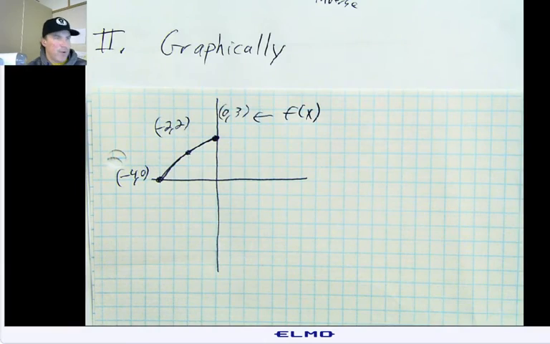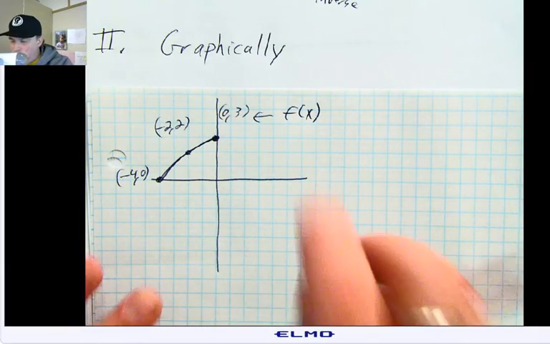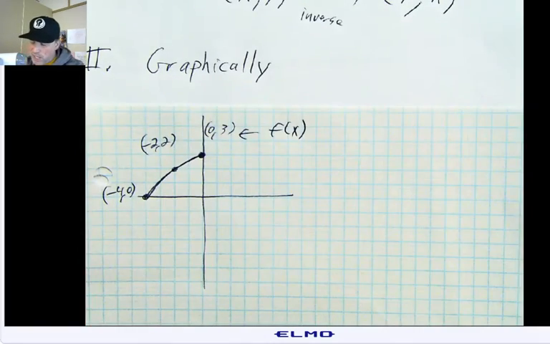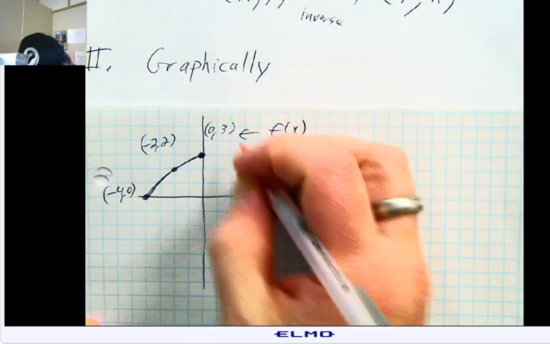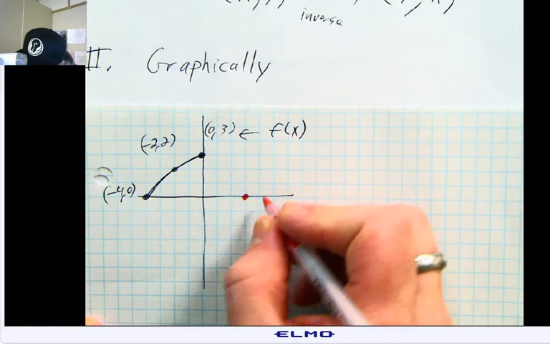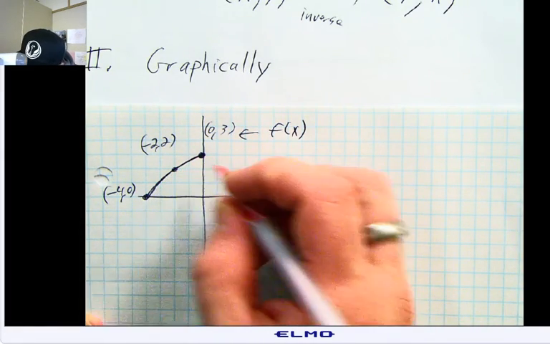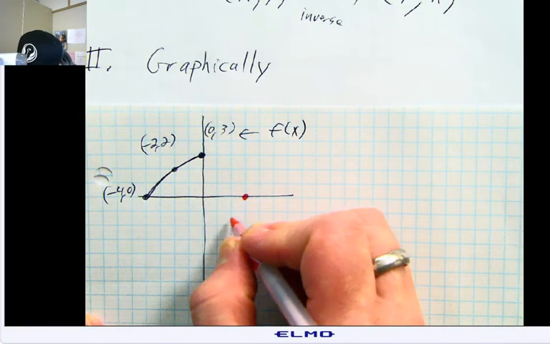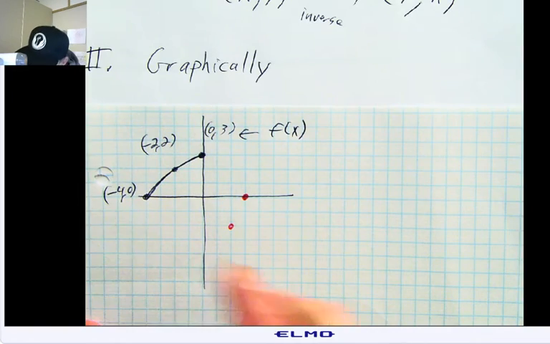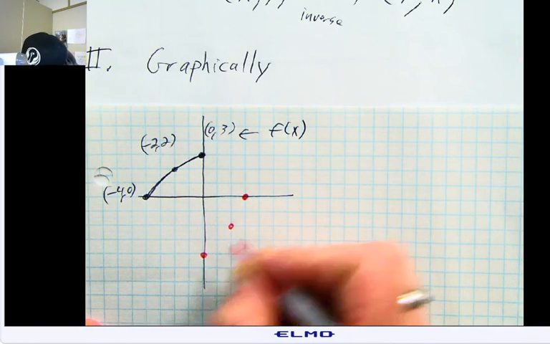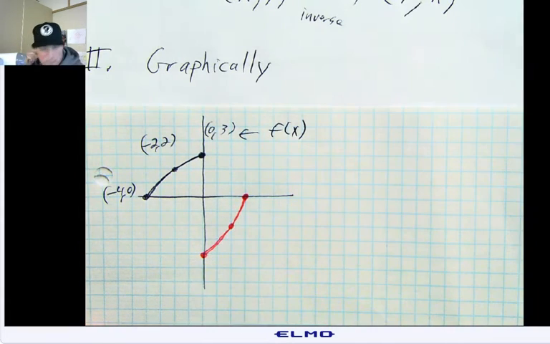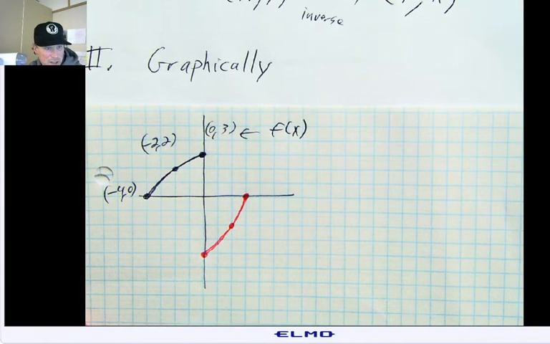Well, the inverse, by definition, is simply when you switch the x and the y coordinates. So the coordinate (0, 3) becomes (3, 0). The coordinate (-2, 2) becomes (2, -2). The coordinate (-4, 0) becomes (0, -4). And if we connect the dots, we end up with something like that. Interesting.